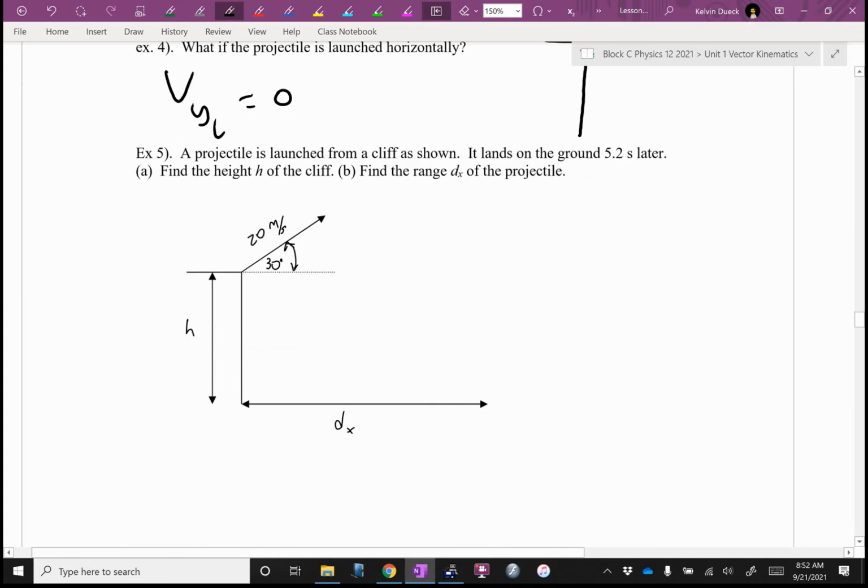Example 5. A projectile is launched from a cliff at an angle. Components. Lands on the ground 5.2. Oh! This question's going to fall apart. Do you know why? They gave me time. A says find the height. B says find the range. Okay. Here we go. Components. Vx. Vy initial. T-table.